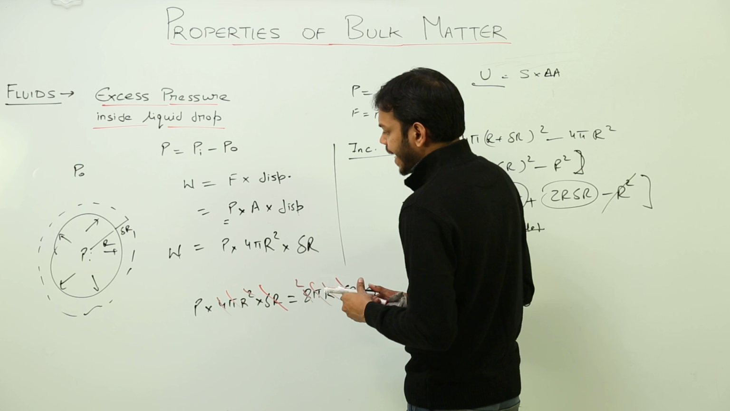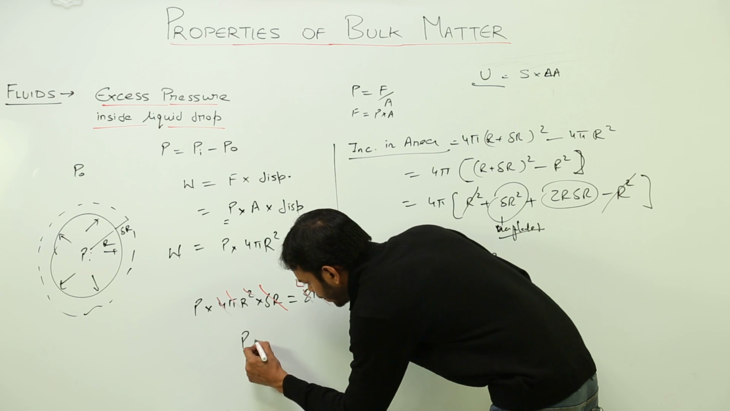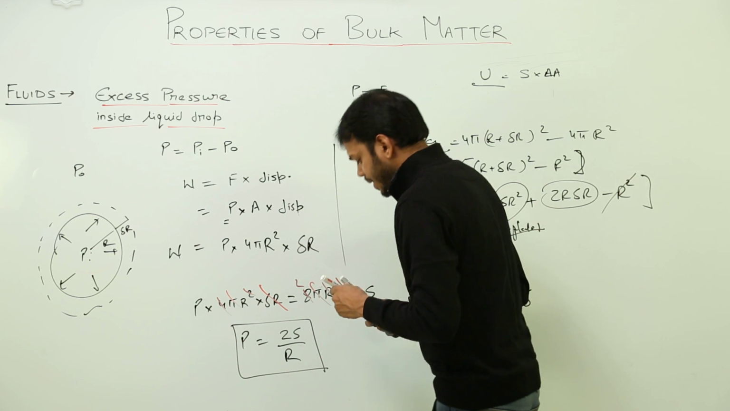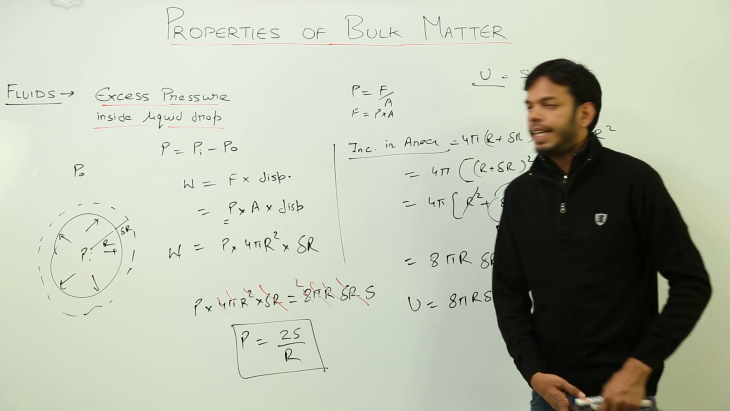So the formula for excess pressure inside a liquid drop is 2S upon r, where S is the surface tension and r is the radius of the liquid drop.